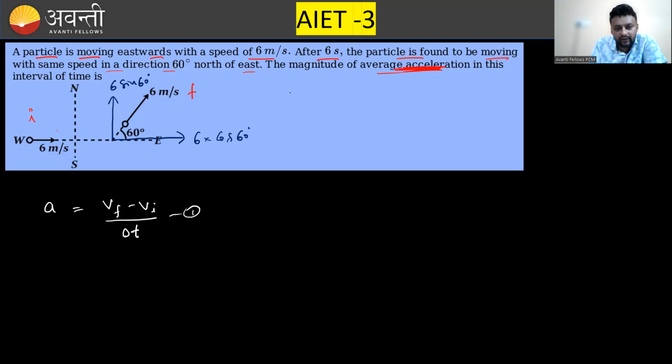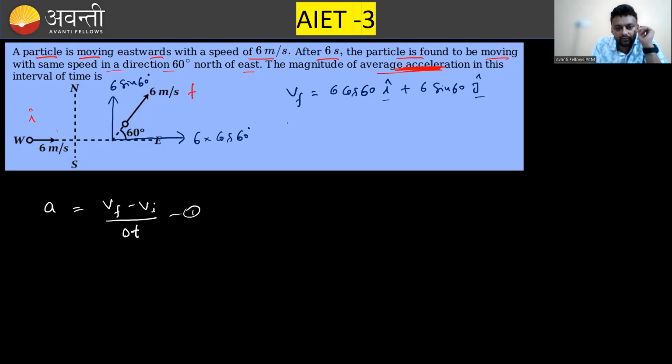So if I write, v final is what? 6 cos 60 in the i cap direction, plus 6 sin 60 in the j cap direction. This is the final velocity. I have resolved this 6 meter per second into two components. One is horizontal, one is vertical. With the horizontal, I have placed i cap. With the vertical, I have placed j cap.